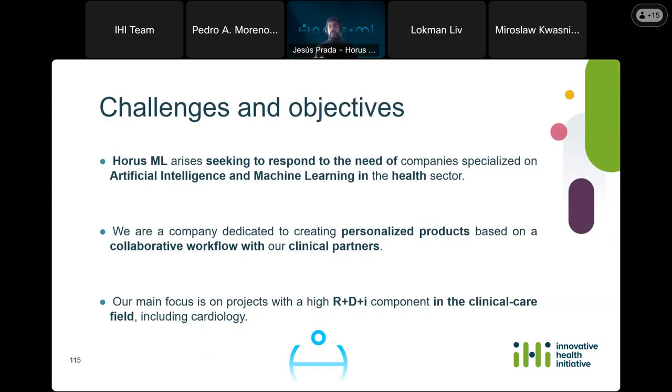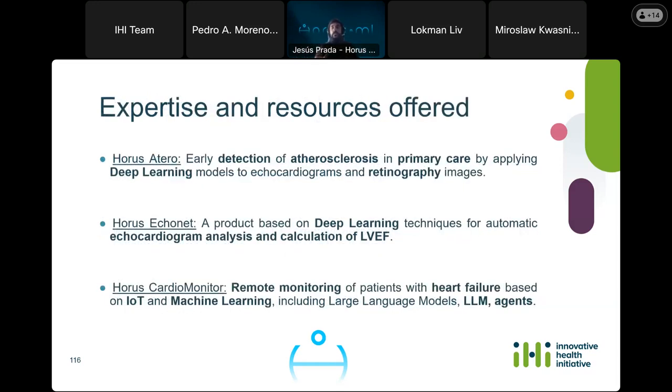So broadly speaking, you could divide the applications of machine learning in healthcare into two main branches. One would be hospital management, and the second one support to the physician. We focus on this second area. So next slide, please. So what is it that we offer? What we offer is in general our expertise in the development of AI-based solutions for healthcare, but in particular, we have already developed three solutions in the cardiology area that could be really relevant for this topic.